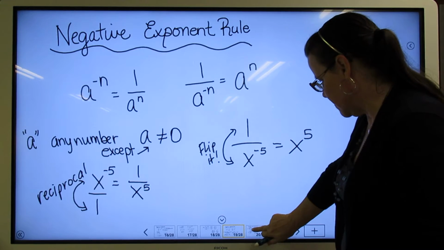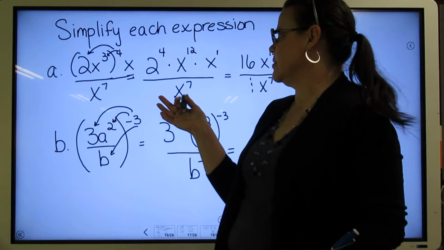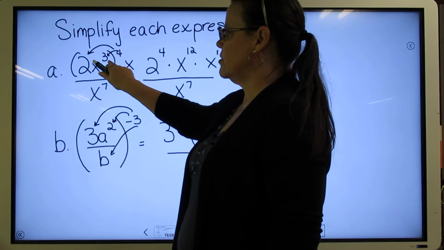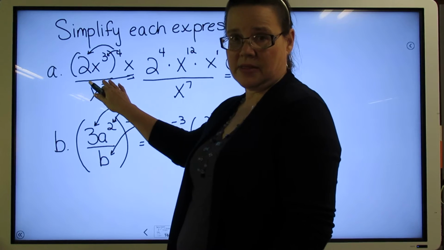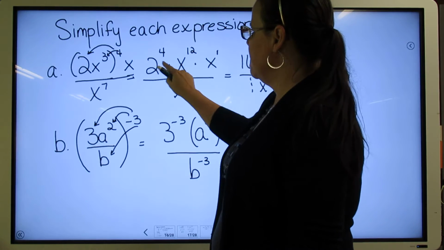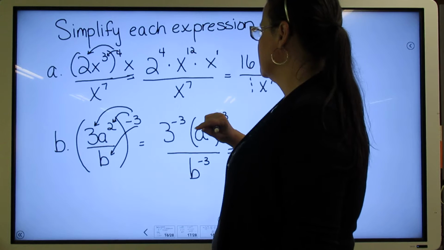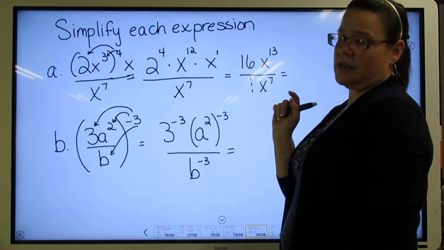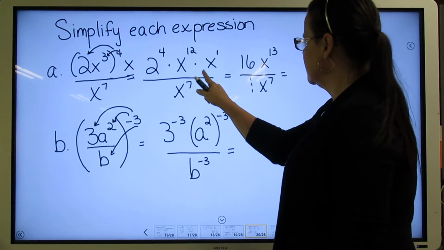So let's look at a couple of them. So simplify each expression. And we've discussed the power to power rule, right? And this is 2x to the third power, to the fourth power, times x, divided by x to the seventh. And this would be 2 to the fourth power, and then 3 times 4 is x to the 12th. And then we just have the x, and then x to the seventh. And then we would do 2 to the fourth power is 16, and then 12 plus 1 is 13. And then x to the seventh.